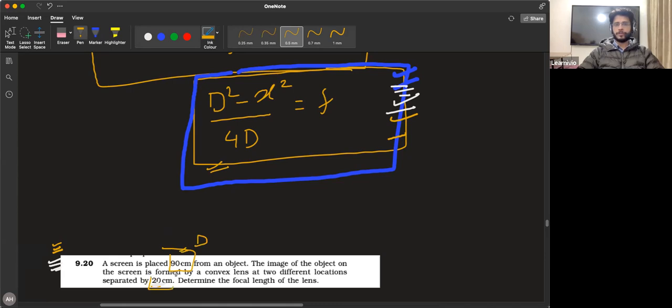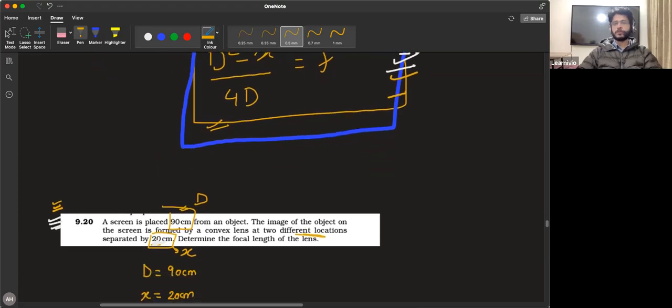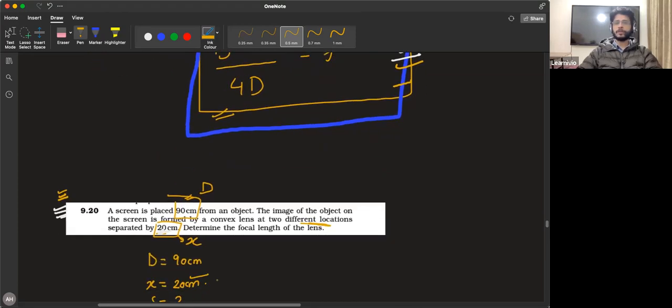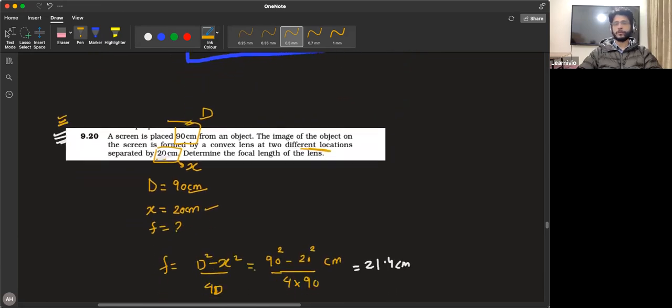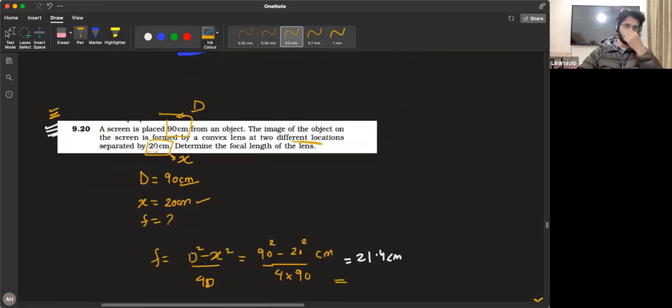And this 20 centimeter, this is X. This is the separation between two different locations of the lens. So the formula based thing, D is given, X is given. You can just put the value of D and X here and get the focal length, which is 21.4 centimeter. Write it down. Once you know this formula, this displacement method, you can directly calculate the focal length.